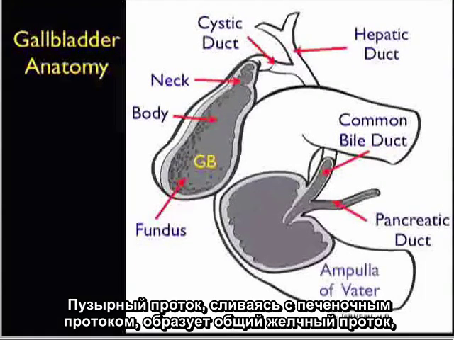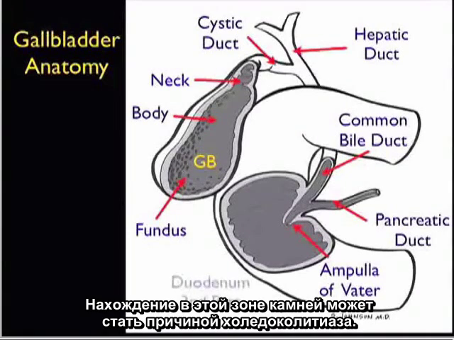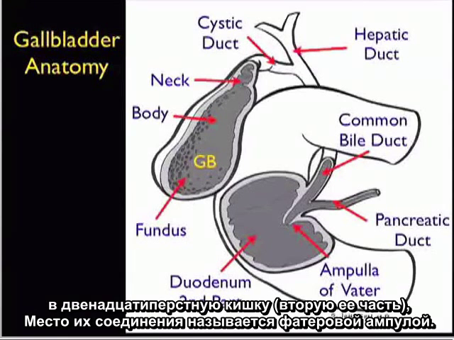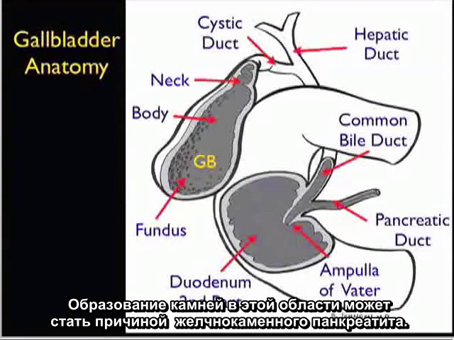The confluence of the cystic duct and hepatic duct forms the common bile duct, and stones lodged within this area can cause choledocholithiasis. We also see the pancreatic duct joining the common bile duct and emptying into the duodenum at the second part of the duodenum, located at the ampulla of Vater. Stones that may lodge here can cause gallstone pancreatitis.